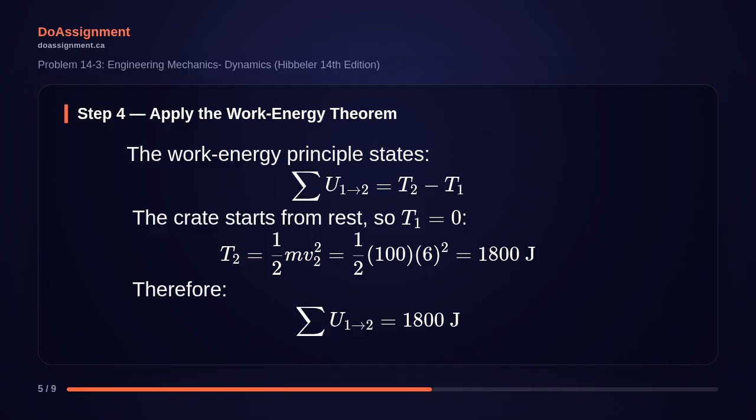Now we apply the work-energy principle. The net work done on the crate equals the change in kinetic energy. Since the crate starts from rest, the initial kinetic energy is 0. The final kinetic energy is 1/2 times 100 kilograms times 6 meters per second squared, which equals 1,800 joules. So the total net work done on the crate must equal 1,800 joules.